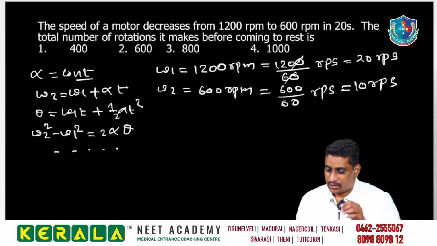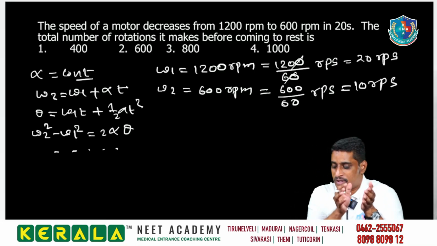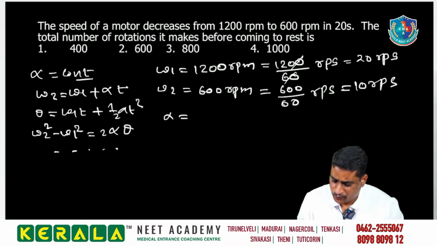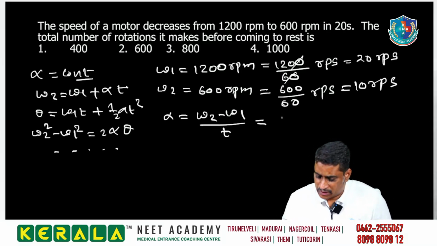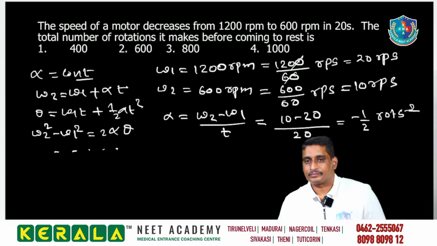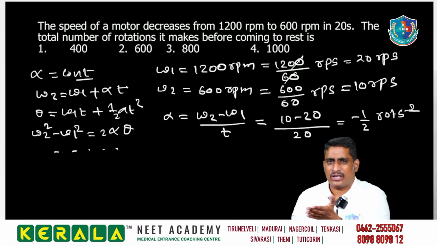Okay, first of all, the angular speed is changing from 1200 rpm to 600 rpm, or 20 rps to 10 rps, in 20 seconds. From this, let us find out the value of alpha. Alpha will be equal to omega 2 minus omega 1 divided by t. As it is constant, we can take. So from this we will get 10 minus 20 divided by time, which is given as 20. So this will be minus half rotations per second square you will get. So this is alpha value. Alpha is negative, means the body is undergoing angular retardation.